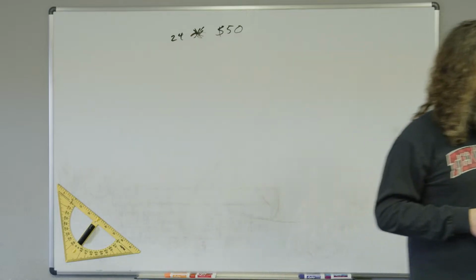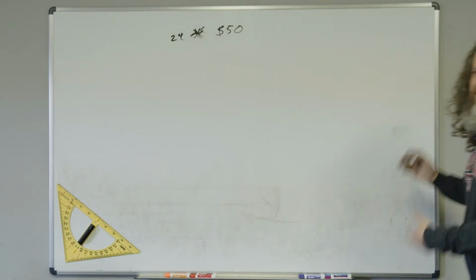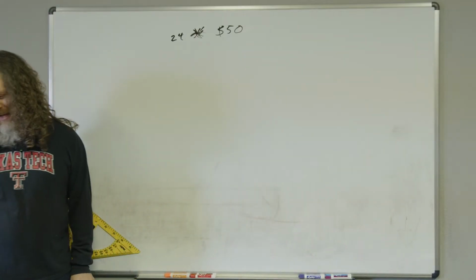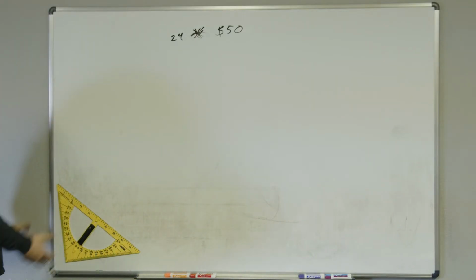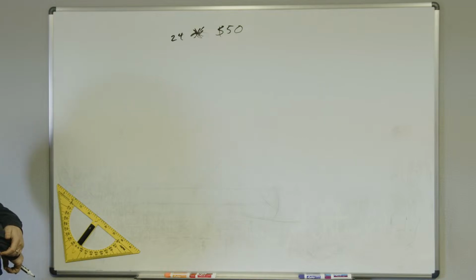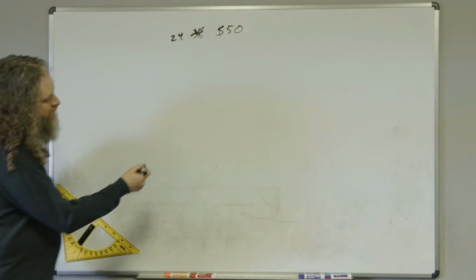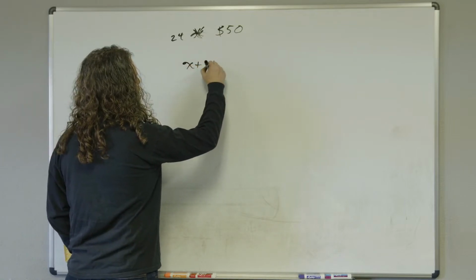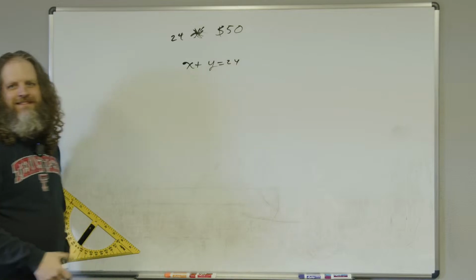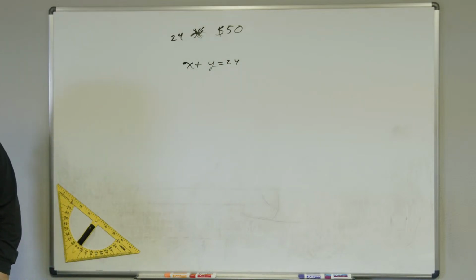So how should we do that? We need equations first. I love the idea of doing elimination. That's a great idea. But we need to write a couple of equations first. How many total fireworks did they buy? 24. So how about x plus y equals 24? Right? That's easy money, right? What would the other equation be?